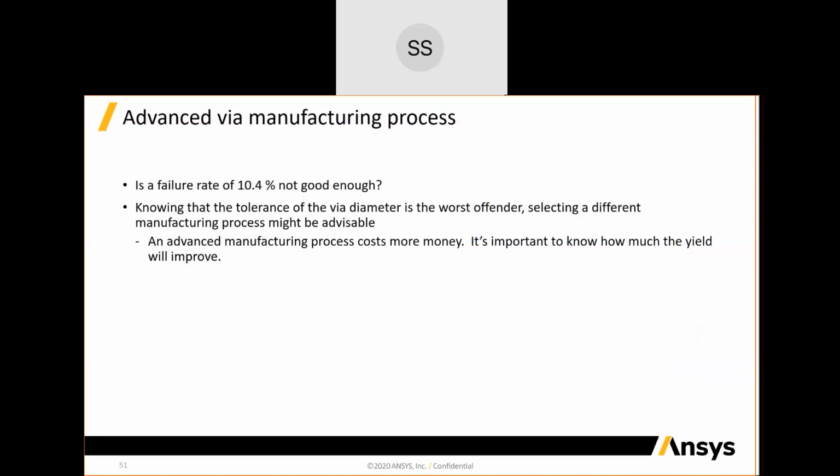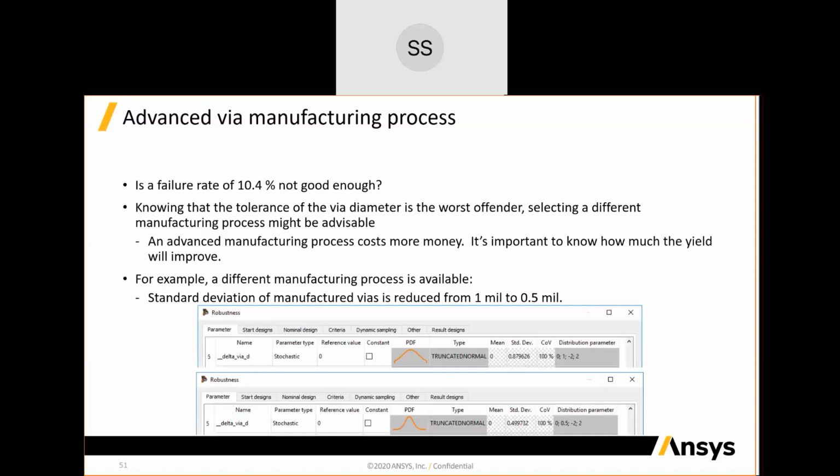So now we can look around and see if there are other more advanced manufacturing processes available. Of course, they cost more money, but we can now start to evaluate those as well. So maybe we found one manufacturing process that really focuses on improving the accuracy of how those vias are manufactured. And here, for example, we're reducing the standard deviation of the vias down from 1 mil to 0.5 mil.